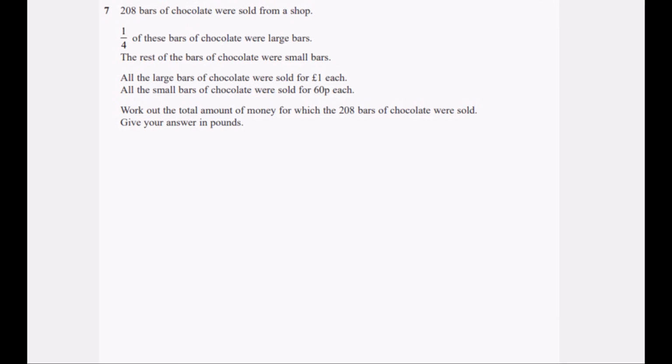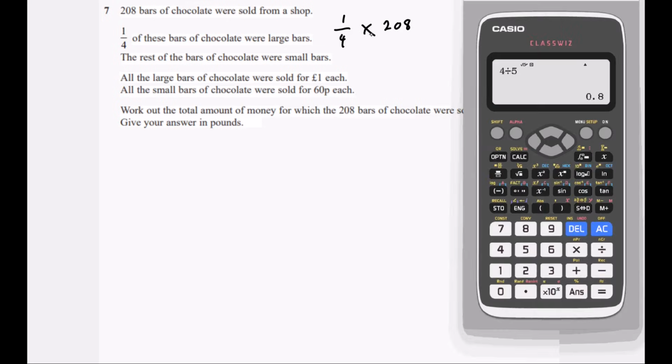Question 7. 208 bars of chocolate were sold from a shop. A quarter of these bars of chocolate were large bars. We can work out how many that is before we carry on. So 208, a quarter of 208. So to find a quarter of 208, when we have "of", we can change it into a times. So it's a quarter times 208, or 208 divided by 4, either one.